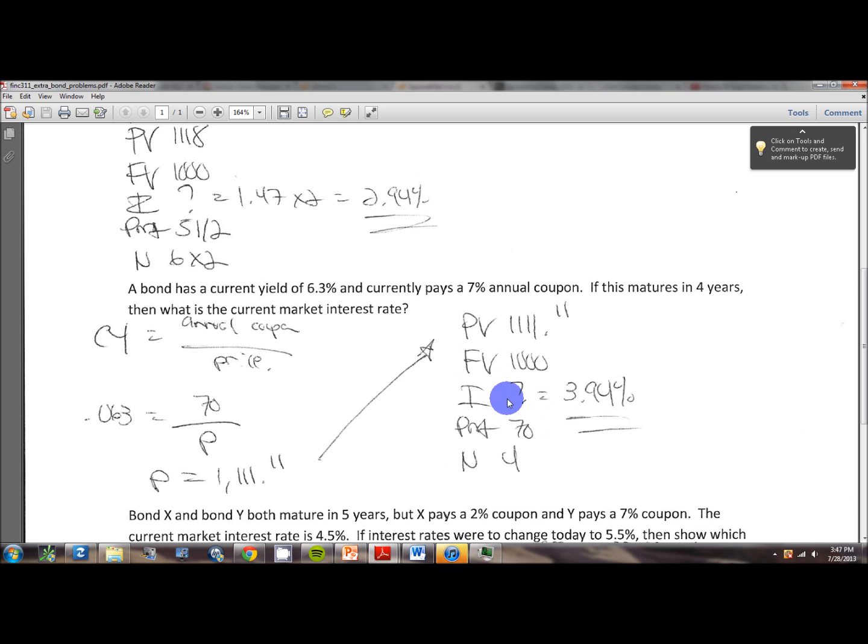And remember, of course, that your present value is negative and your future value and your payment are both positive for the calculator, something we have gone over many times in class. And so when you do that, you get your current market interest rate at 3.94%. This is how you solve number 3 for the extra bond set, and I hope this was helpful.